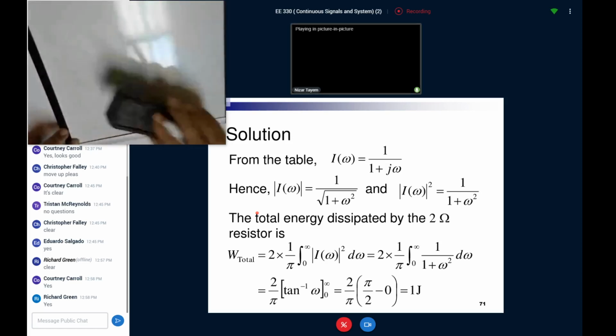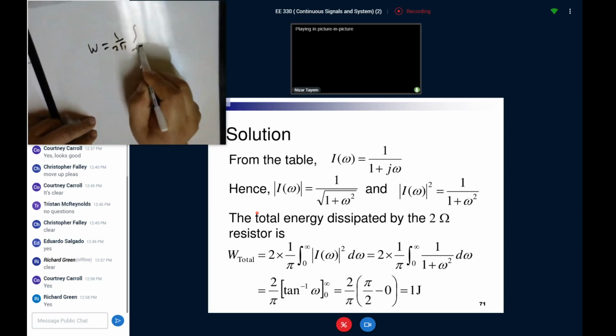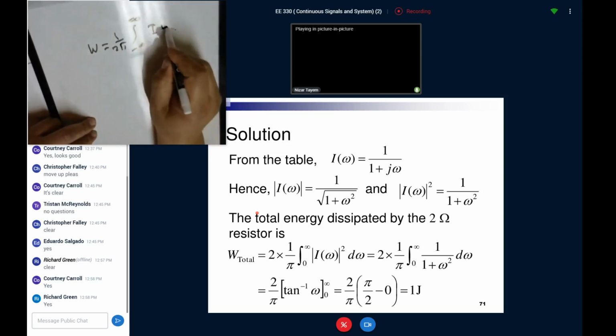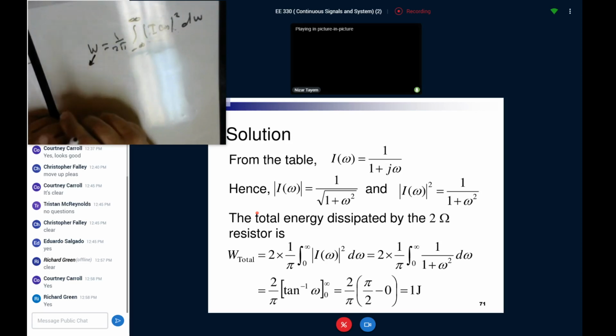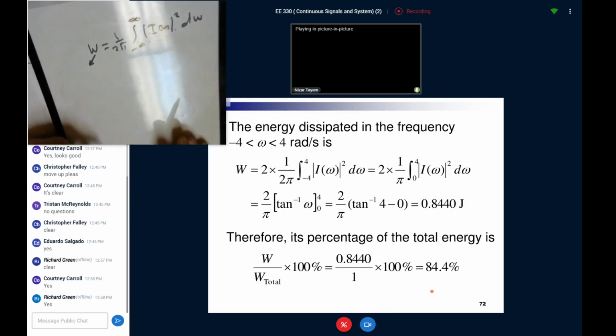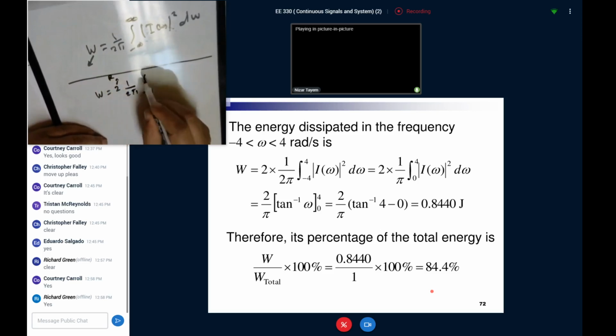Let's do it again. If we go to the energy in the frequency domain, W is equal to 1 over 2 pi times the integral from minus infinity to infinity of the magnitude of I(omega) squared d omega. Let's write the formula first. Now we know what this side is. What is the energy? It's going to be 1 joule in this case, right? So W here is equal to 2 times 1 over 2 pi, where 2 is the resistor value, times the integral from minus 4 to 4 of the magnitude of I(omega) squared d omega, okay?